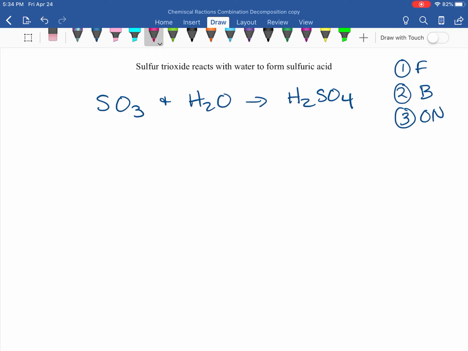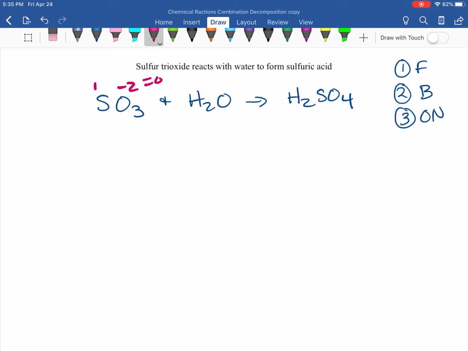Dang it, already balanced. Number 3, let's write out those oxidation numbers. All right, let's start with this sulfur trioxide. Between sulfur and oxygen, oxygen is more electronegative. So let's write the -2 for that, and we're going to start there.